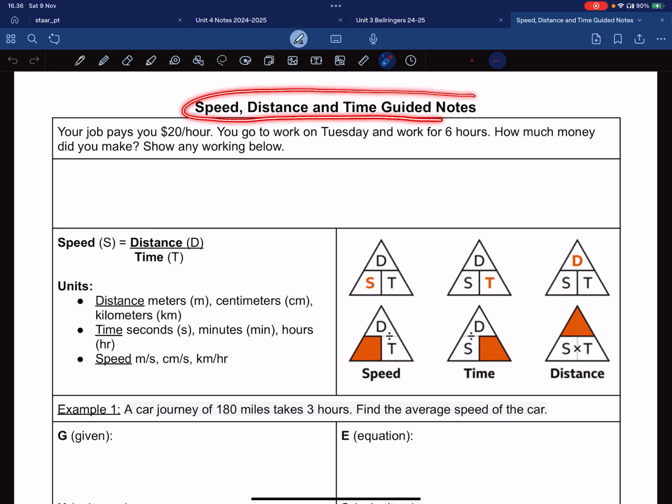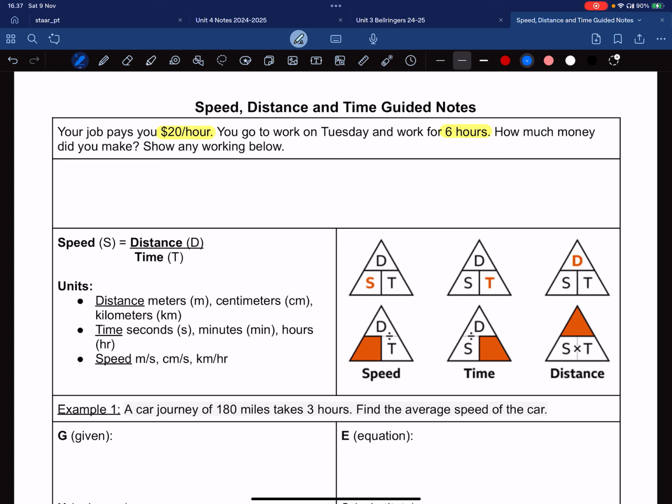All right. Now, the calculations for speed are really exactly the same as what you might do to estimate how much money you would make if you have a job. So imagine that you have a job that pays $20 per hour. So if you work 1 hour, then you get $20. If you work 2 hours, you get $40. Okay? So you go on Tuesday and you work for 6 hours. Well, how much money do you make?